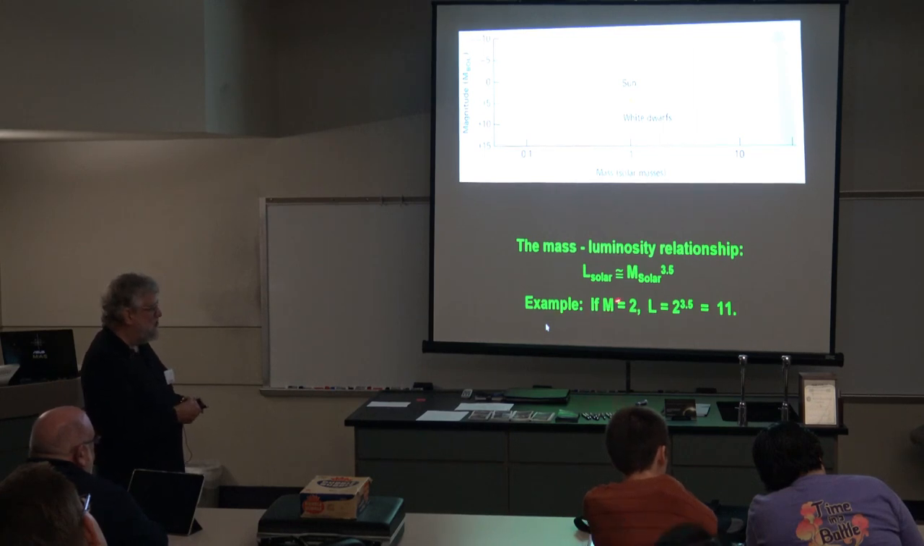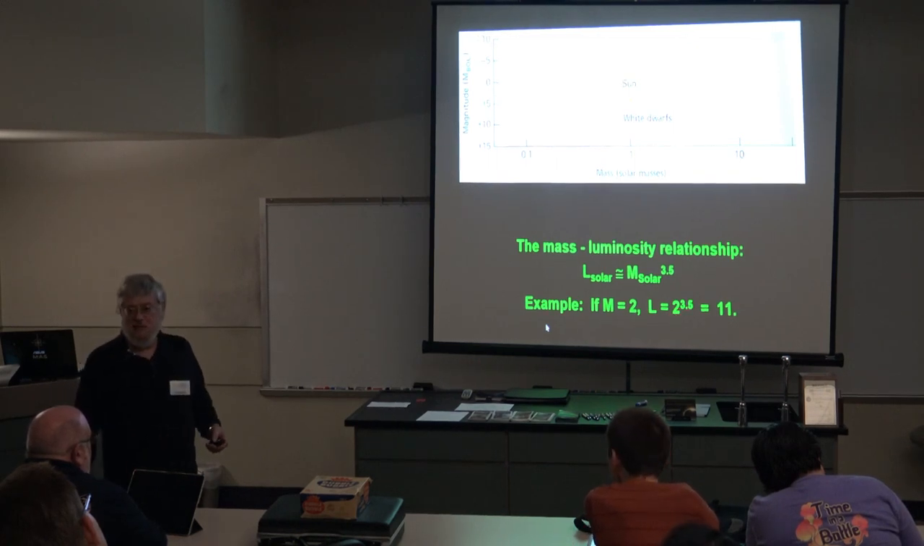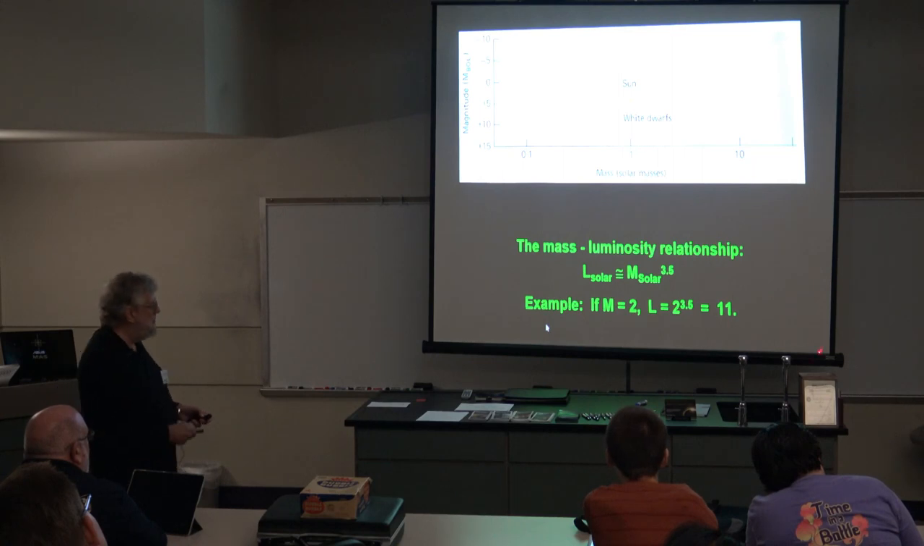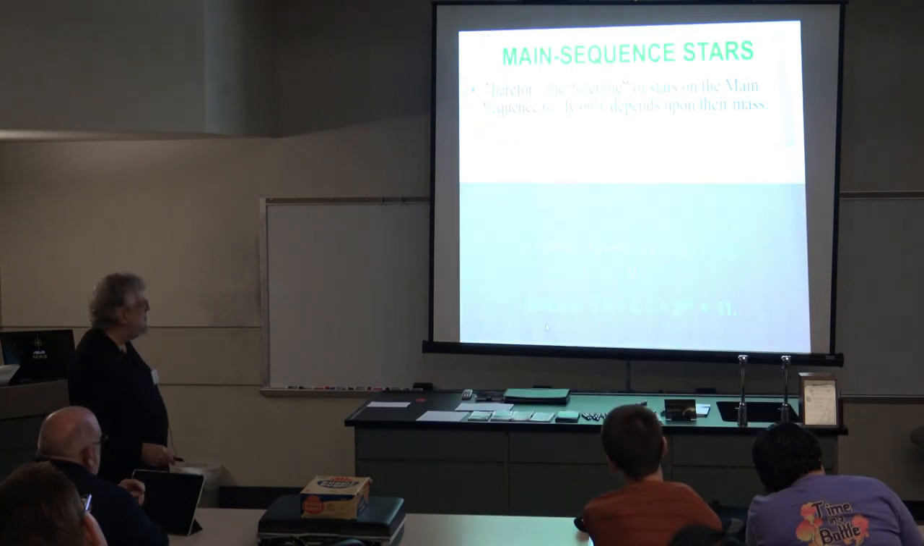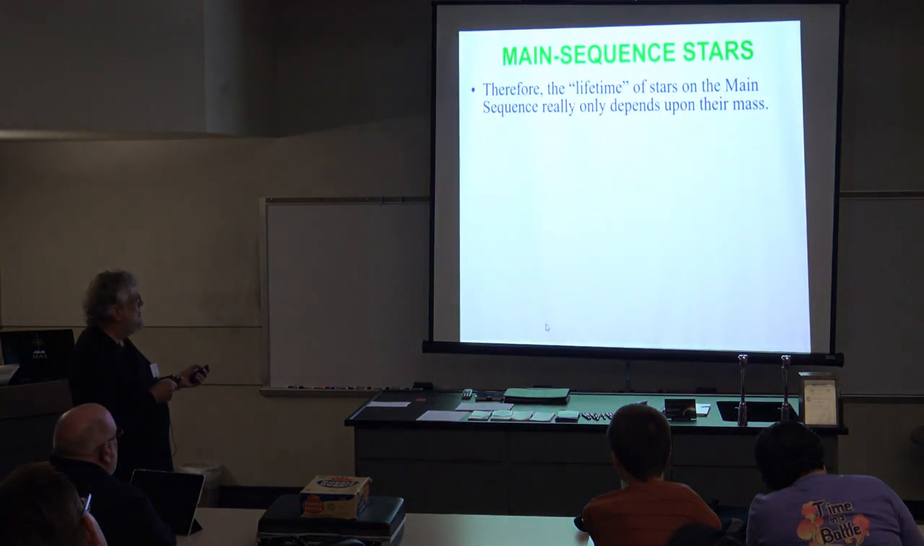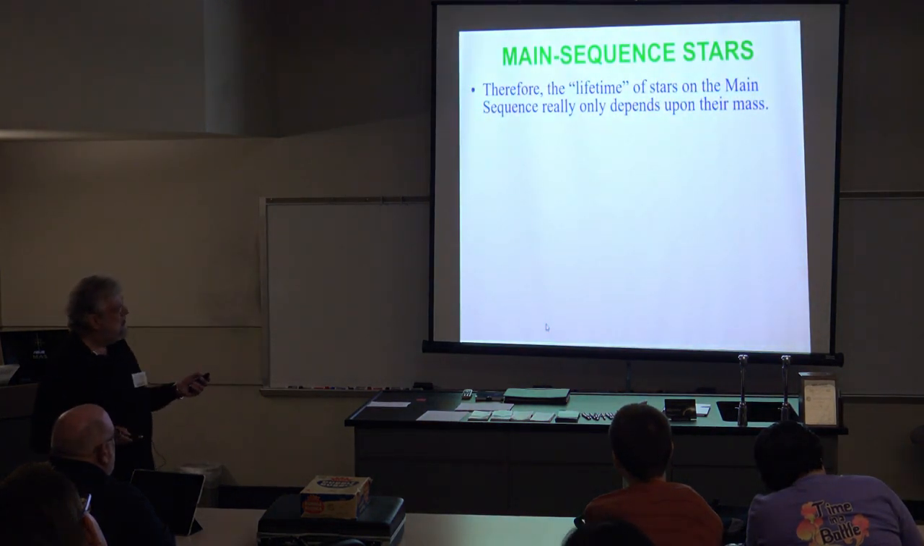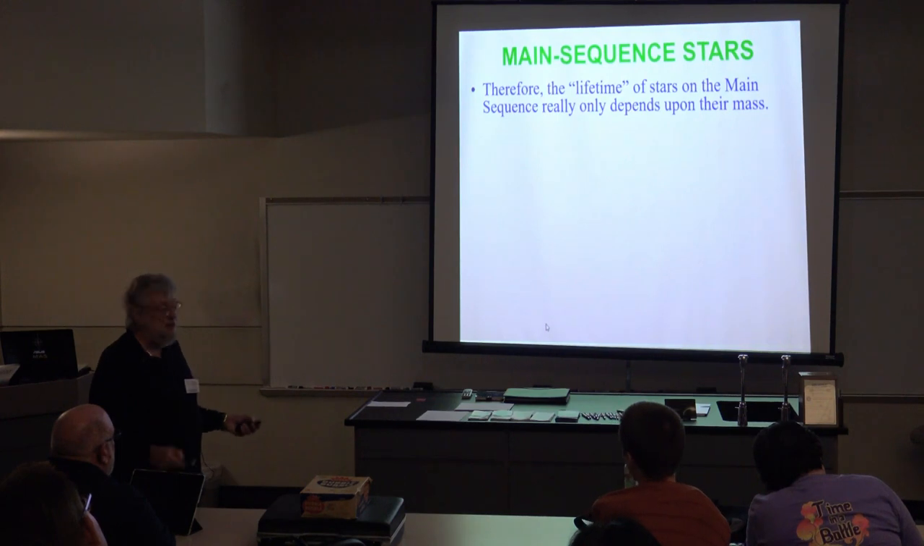If you had a star with twice the mass of the sun, its luminosity would be 2 to the 3.5, or 11 times as bright as the sun. An example of that would be the star Sirius, the brightest star in the sky. It's about 2 solar masses and about 11 times the brightness of the sun. So the lifetime of stars on the main sequence really only depends on their mass.